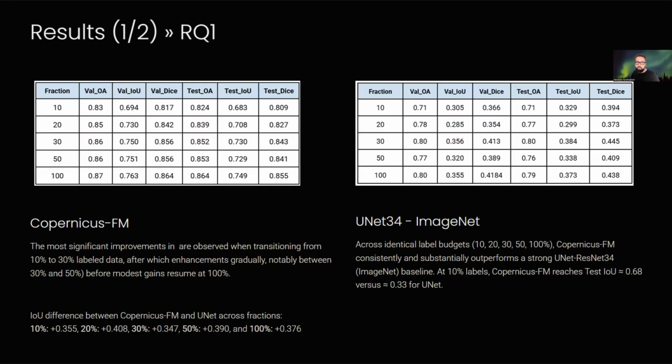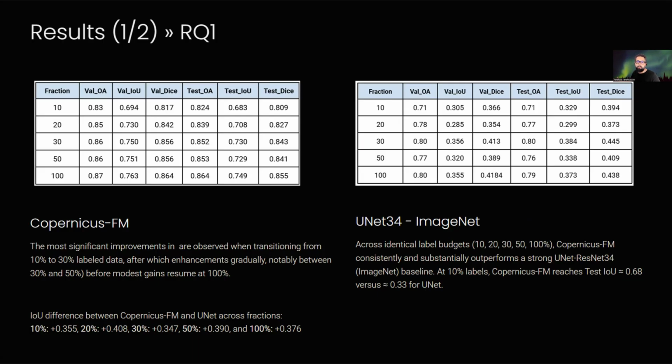Table showing results for Copernicus-FM on the left and the UNet-34 ImageNet on the right. The table shows a clear winner. Copernicus-FM consistently outperforms the strong UNet-34 baseline across all label fractions. At the critical 10% label mark, the UNet baseline is struggling, reaching a test IoU, or intersection over union, of only 0.329. In contrast, Copernicus-FM achieves a test IoU of 0.683 at just 10% of the data.